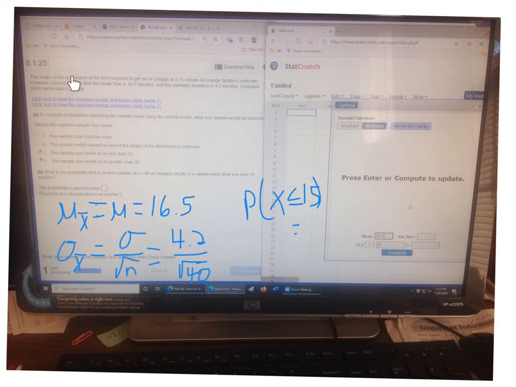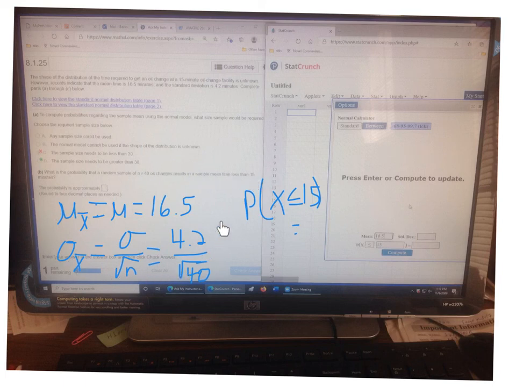The shape of a distribution of time required to get an oil change at a 15-minute oil change facility is unknown. However, records indicate the mean time is 16.5 and the standard deviation is 4.2. Complete the following. So I guess, since it's greater than 30, we can use this normal model. What is the probability that a random sample of 40 oil changes will have a sample mean that's less than 15 minutes?